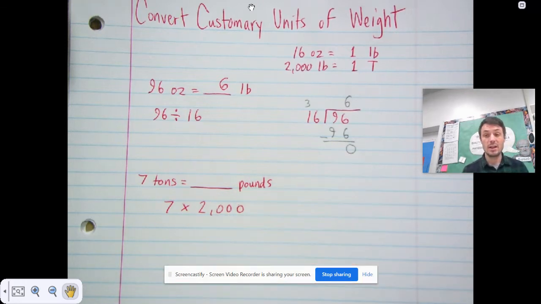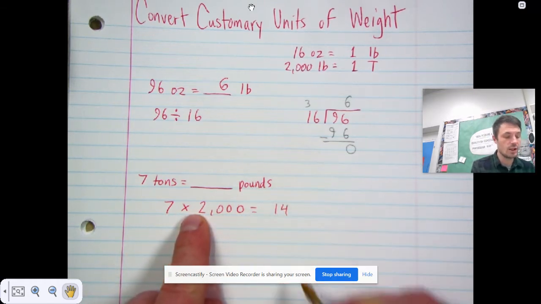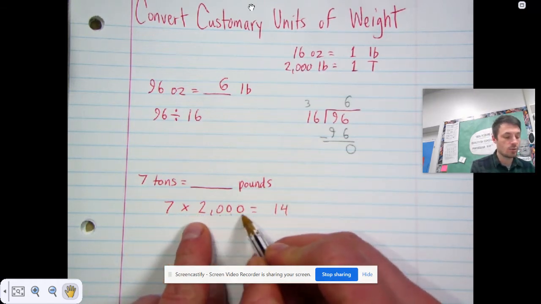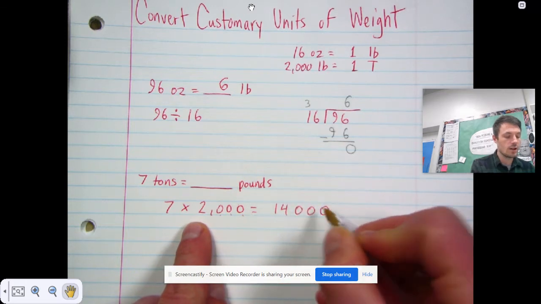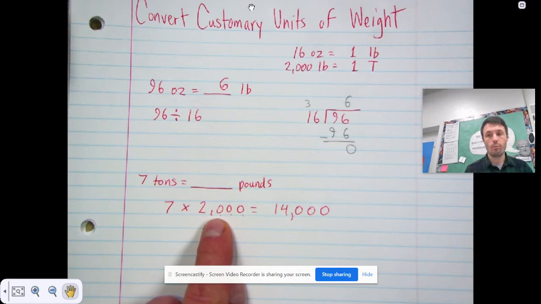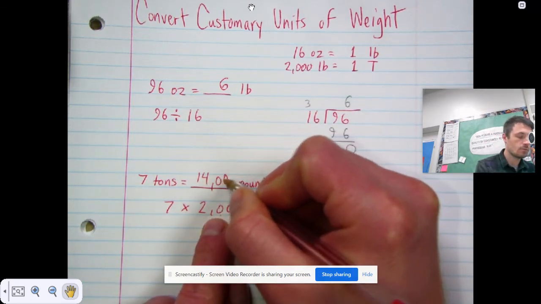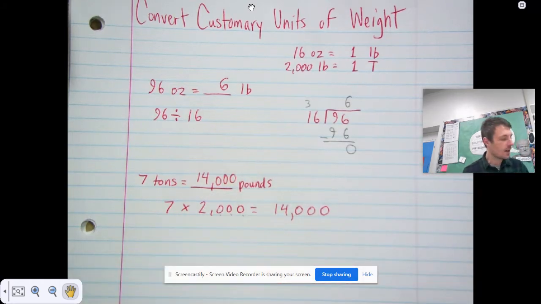Now, you don't really need to solve this on scratch paper. You can just see that 7 times 2 equals 14, and you add 1, 2, 3 zeros into the product because there's 3 zeros in both factors. Okay, 14,000. 14,000 pounds in 7 tons.